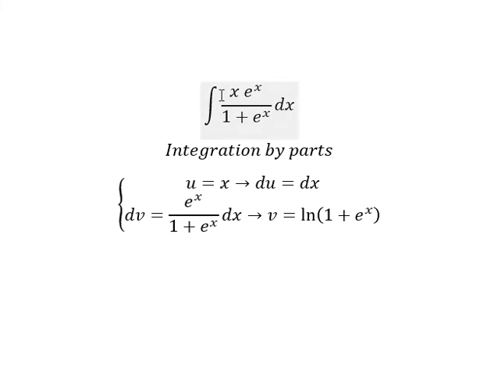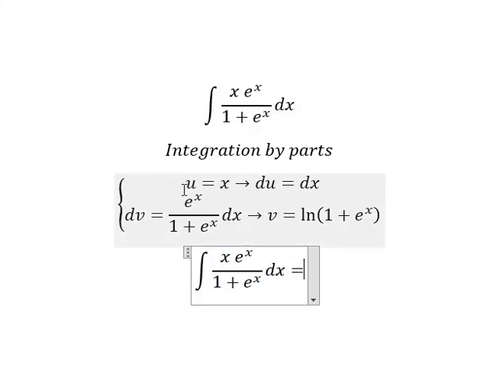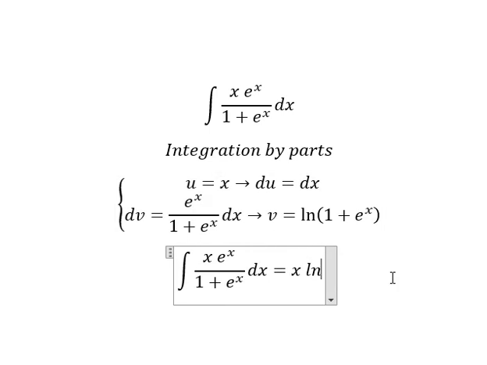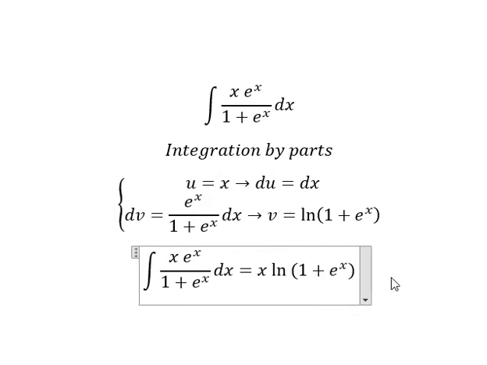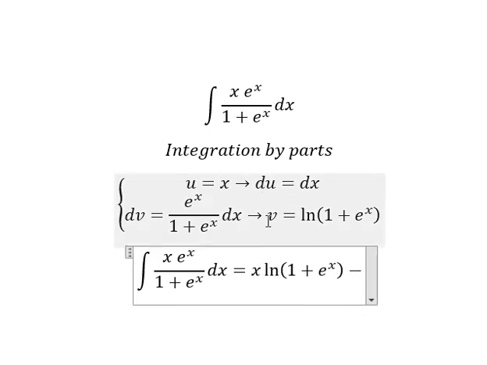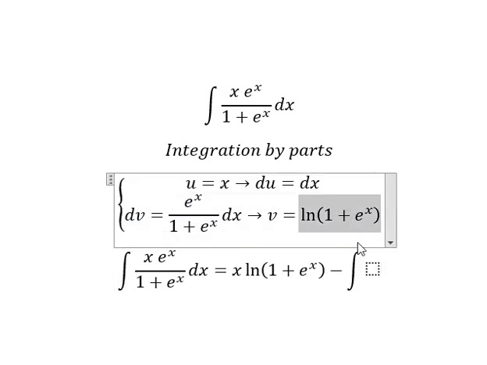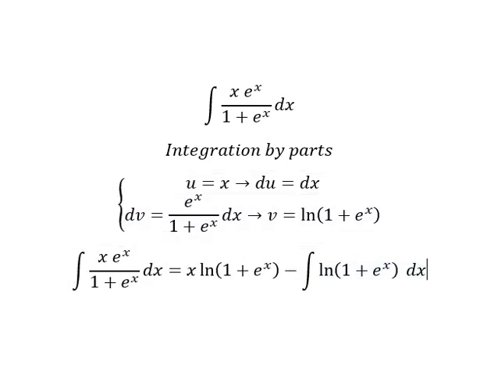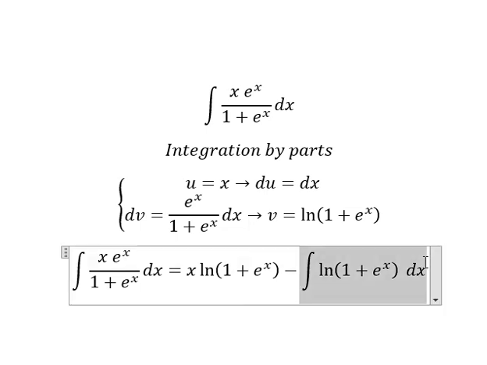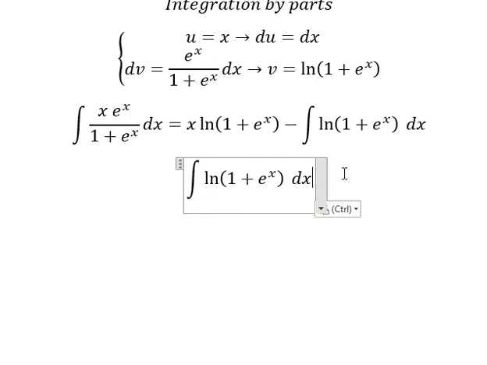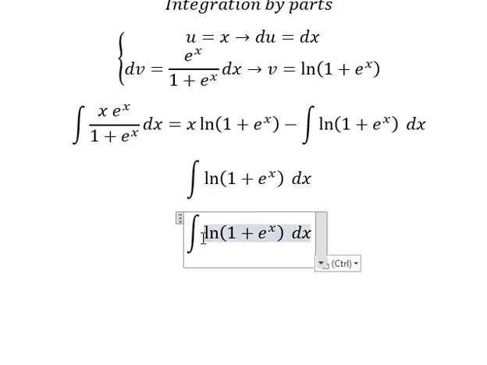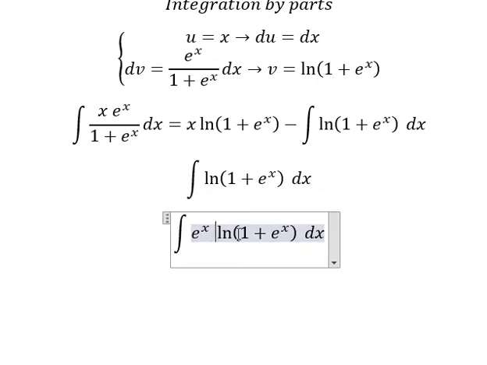Now we have u multiplied by v, minus the integral of v du, so we have the integration of this one, and we have ds. Next I will concentrate on this one only. So I will multiply by e to the power of s on the numerator and denominator.